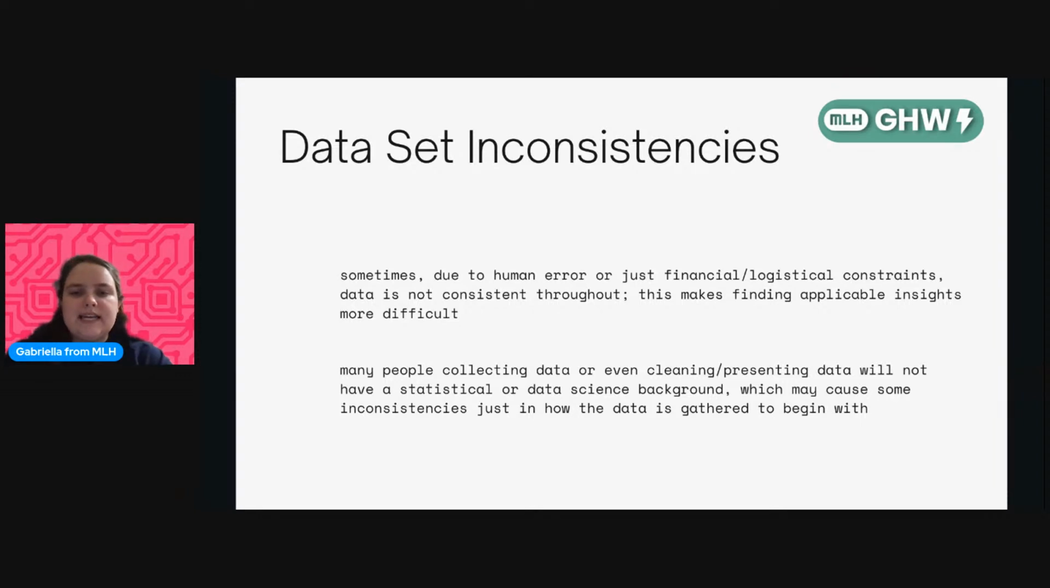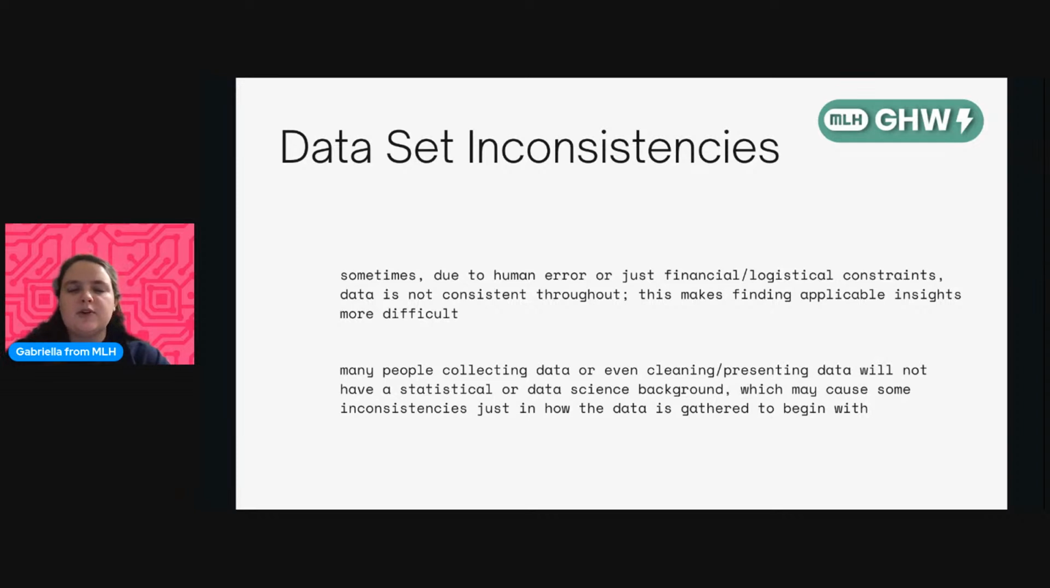Many people collecting data or even cleaning and presenting data won't have a statistical or data science background, and this can cause inconsistencies as well. So think, for example, of someone who's an administrative assistant in an office putting together some graphs or working through an Excel sheet to provide some insights to the office. They might not have a statistical or data science background, but the data they're processing still needs to be of good quality. So providing data contextualization of the background and the inconsistencies would be super important.